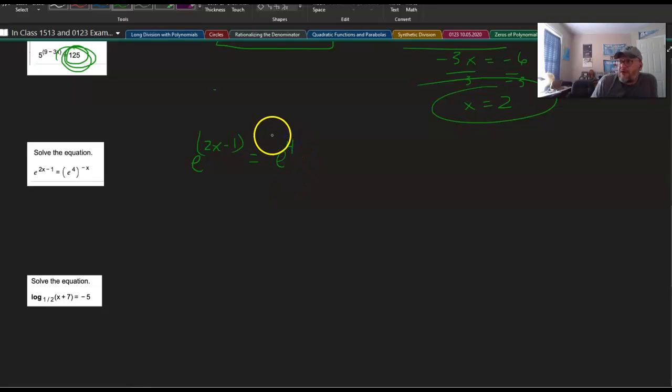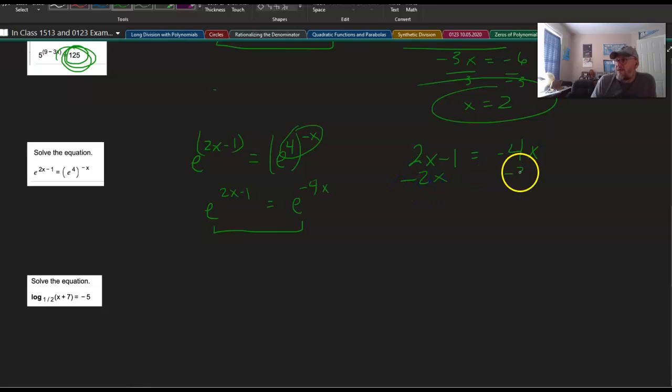But then that e to the 4th is to a negative x. Well, remember what the rule is for a power to a power. When you have a power raised to a power, you multiply those powers. So the power here is going to be a negative 4x. So again, these bases are the same, which means that the exponents have to be the same. So it'll be 2x minus 1 equals negative 1/4.